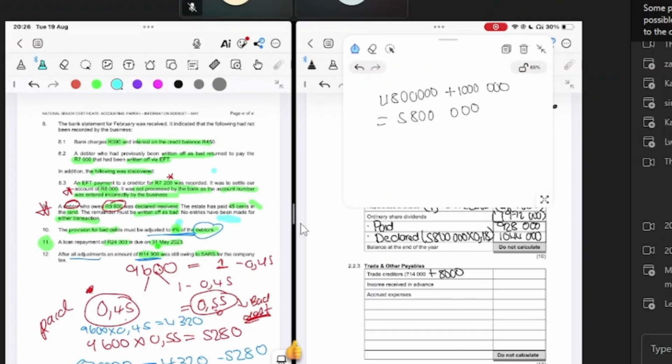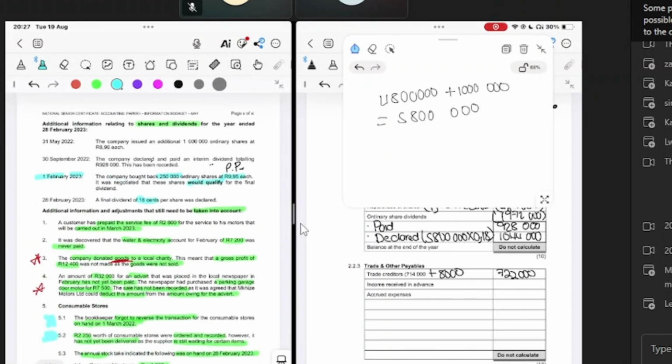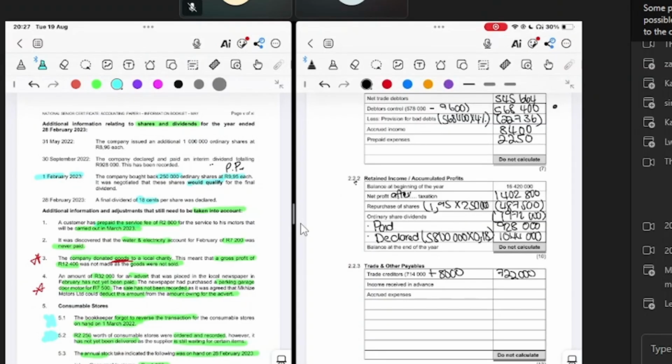Okay, great. That was our adjustment to trade creditors, and it was the only adjustment, so we get a total of 722,000. Next part is income received in advance. For income received in advance, it was the first transaction. It says a customer prepaid the service fee of 2,800 for the service to his motors that will be carried out in March 2023. Meaning we'll be doing the work in March 2023, but this has already been paid for in the current year. So then it's income received in advance.